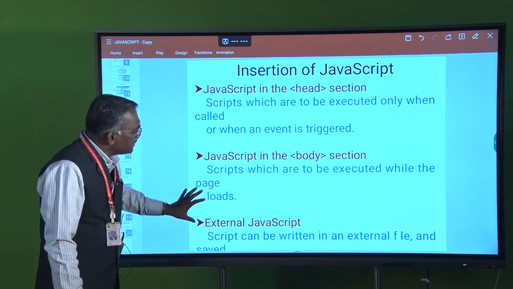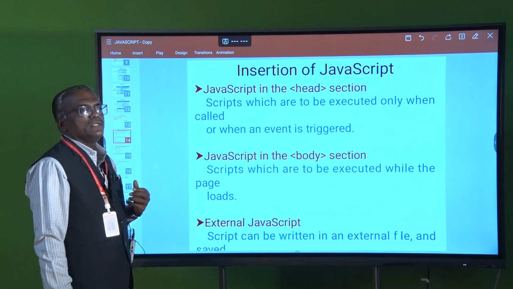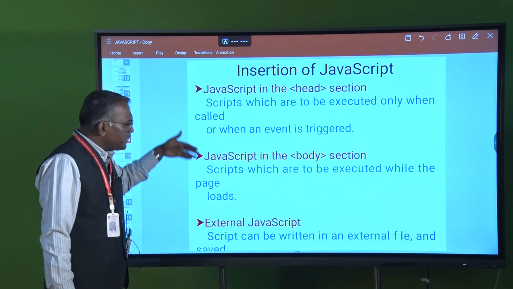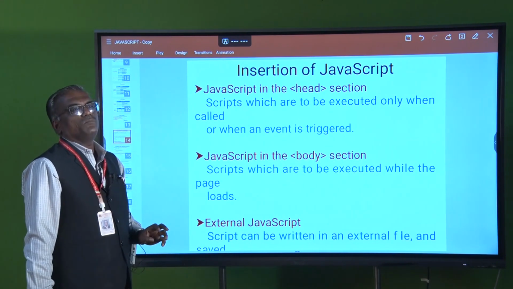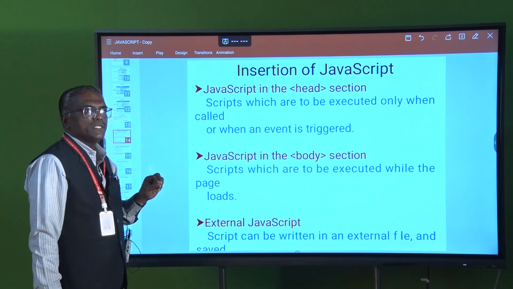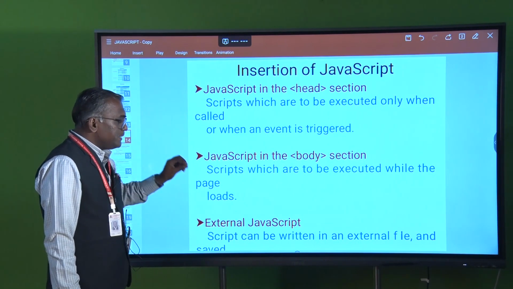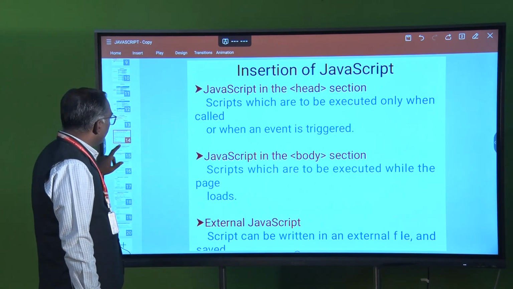Then the second place is the body section. In the body section you can include JavaScript code. If there are no events, you can directly write that in the body section. And third is external JavaScript, which means create your JavaScript and store that in a .js file, and you can link that .js file in your HTML program.